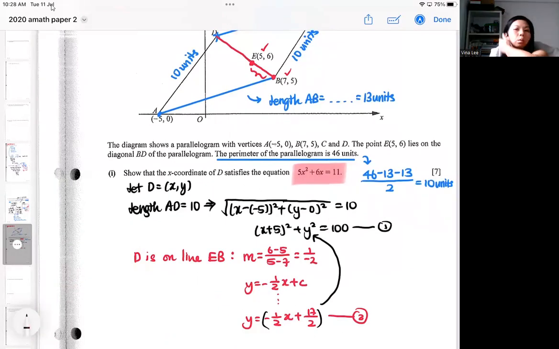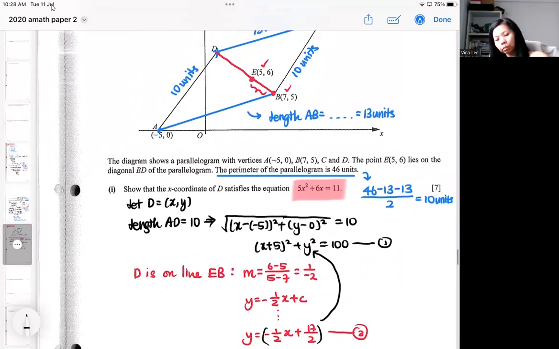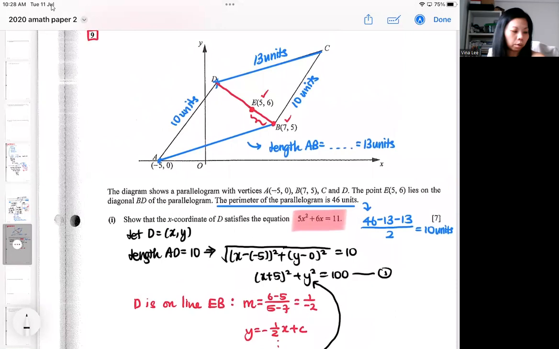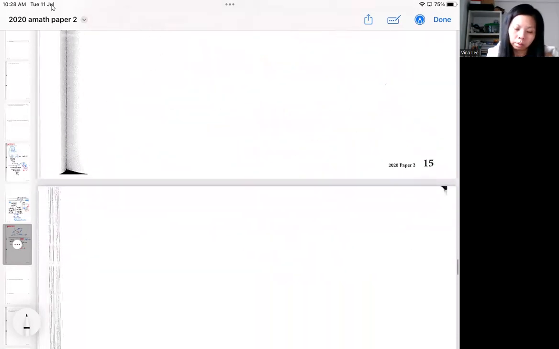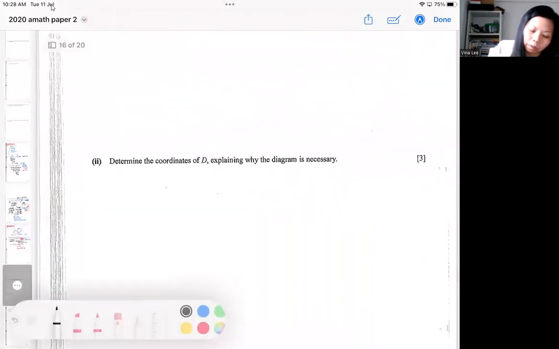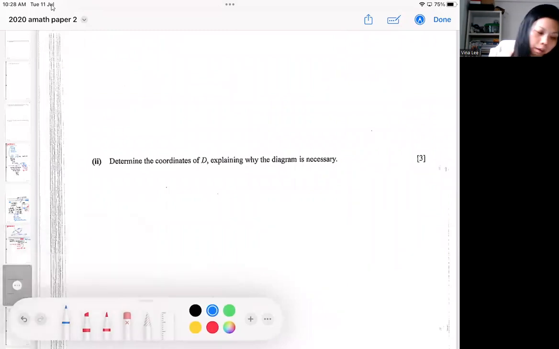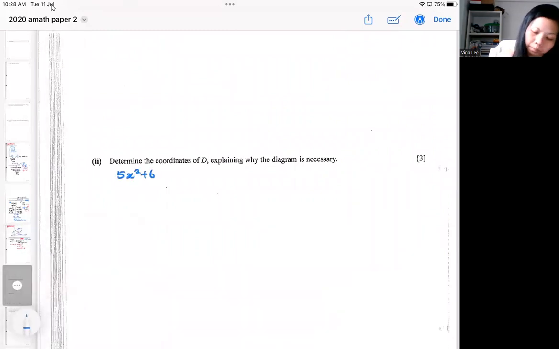So basically, we are using two properties. I'm using the length property, I'm using the equation property. So both properties must be fulfilled by the coordinate D. Then you should be able to get the equation. Subsequently, you solve the equation as per normal. So your job is to determine the coordinates of D. You solve as per normal, like how you would solve a quadratic equation. So you will be getting two answers.